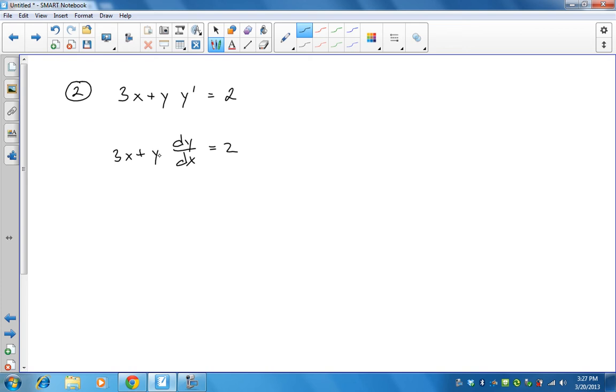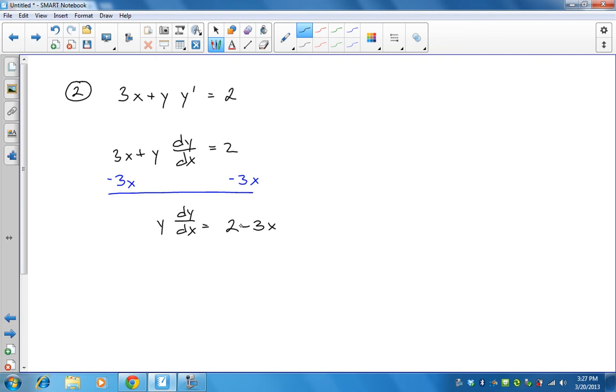And then I see the 3x plus y. I really want my 3x on the other side of the equation, so I'm actually going to subtract the 3x. Now, I know you're probably thinking, but you said everything has to be done by multiplication and division. I meant the very final step. Once you finally break apart the dy/dx, that's when you need to be multiplying and dividing. But here, I'm okay to subtract my 3x over, so I'll have y dy/dx is equal to 2 minus 3x.